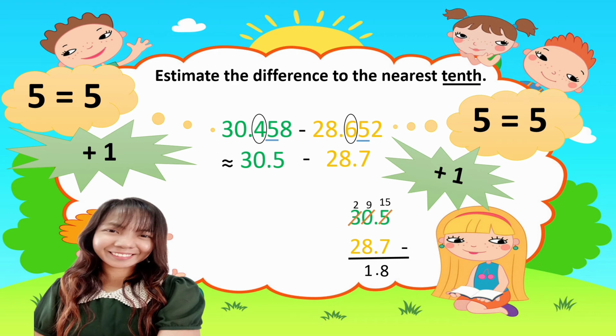So this number 3 becomes 2. And then 2 minus 2, 0. You don't need to write the 0. So our answer is approximately equal to 1.8. This is an example of rounding the difference to the nearest tenth.